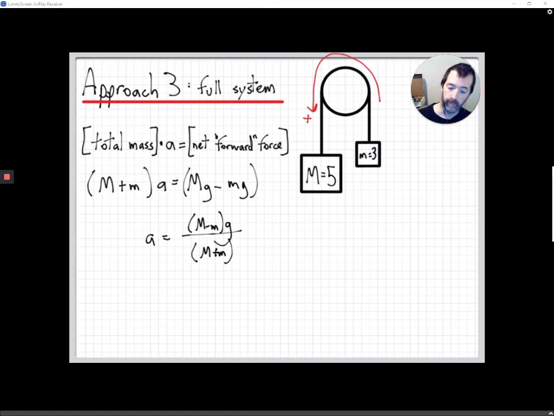Okay, so you'll see a lot of Atwood problems in the problem sets that we're going to do, as well as in the practice problems that I'll give you from old AP exams. And whenever you can, this third approach is the one that I think you should try to apply.